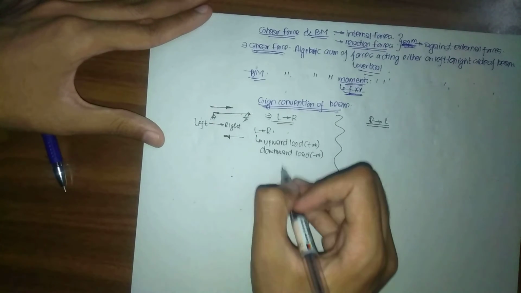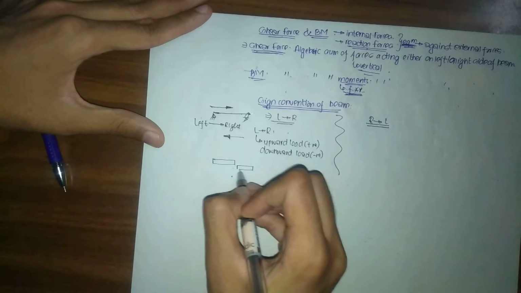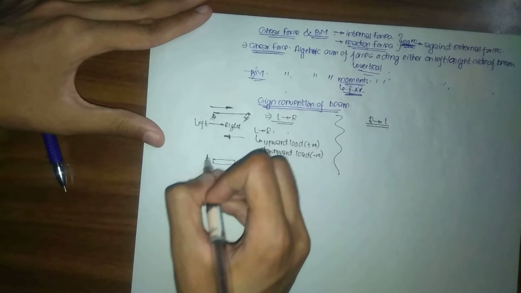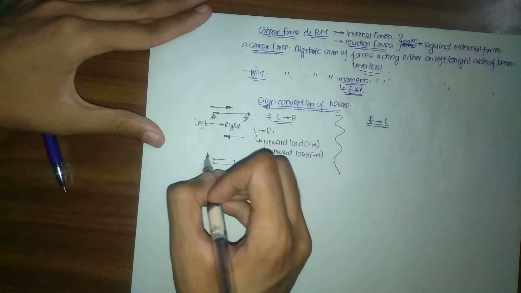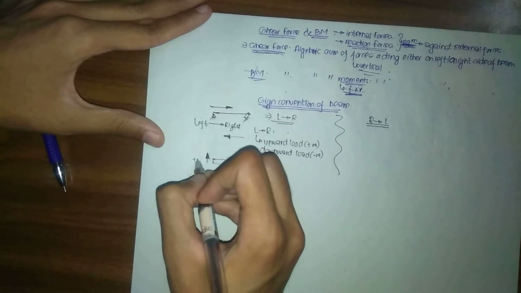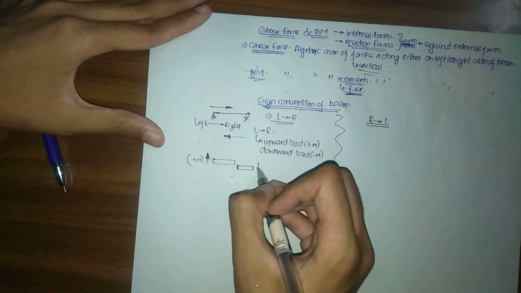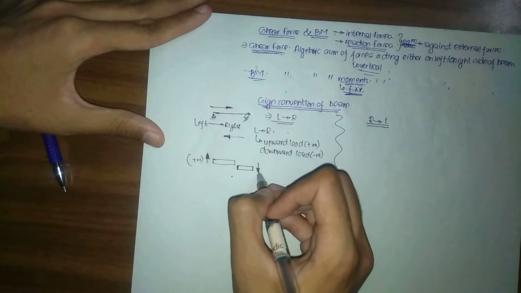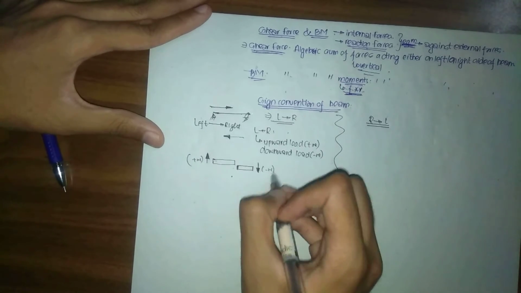This applies for the shear force as well. So if you have a certain section of a beam with a force which tends to shear the left side of the beam upward with respect to the right hand side, this shear force is taken as positive, while the shear force which tends to shear the right hand side of the beam downward with respect to the left hand side is taken as negative.